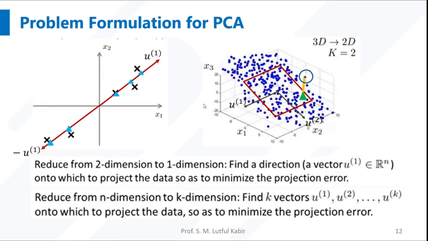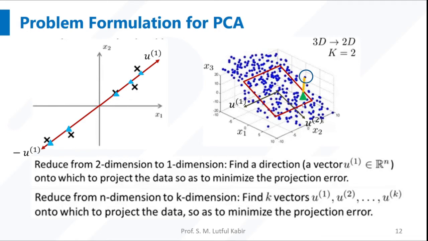So what is the error? For this particular point, if you take the projection, the yellow line is the projection vector, the distance between the point and the surface. This point is the point on the surface, and this point is above the surface. You have to draw a perpendicular line from the point onto the surface, so you'll get the projected point.